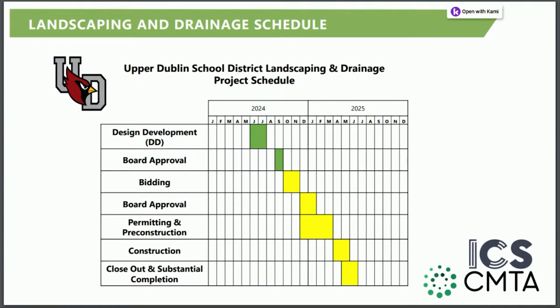The goal of this project is to have everything planted next spring season. So we're shooting to have everything planted and installed in April and May of next year, with the final completion being done at the end of July.